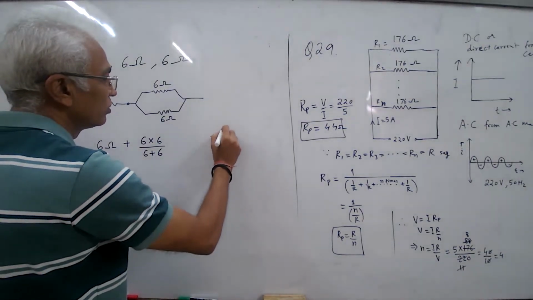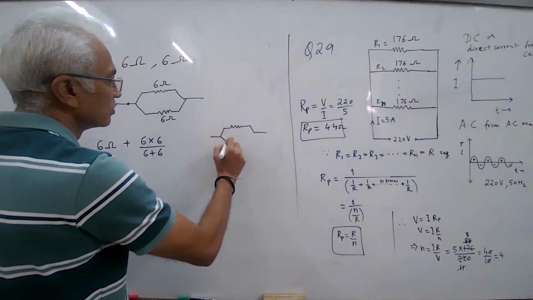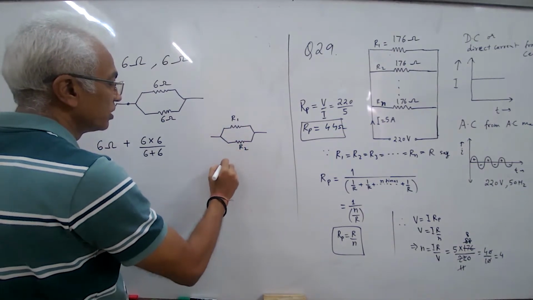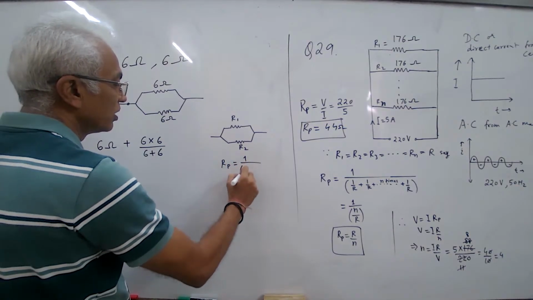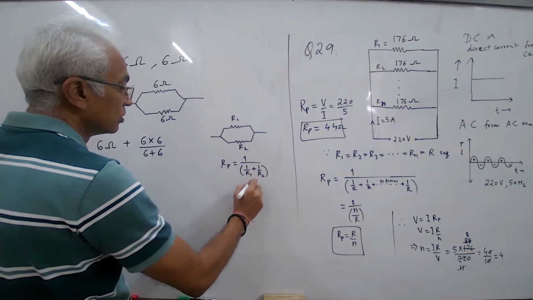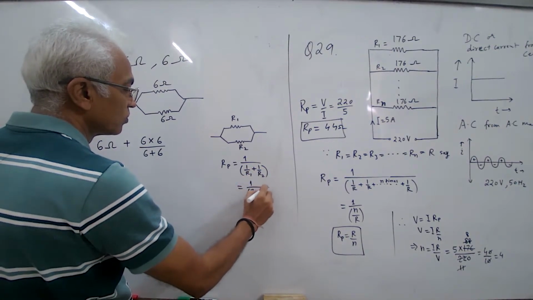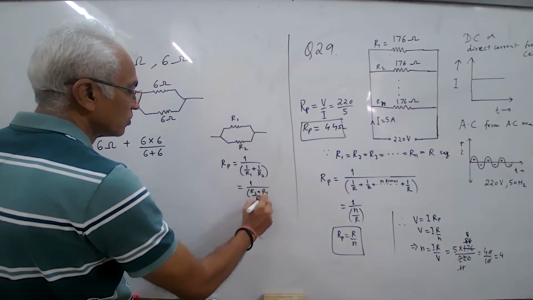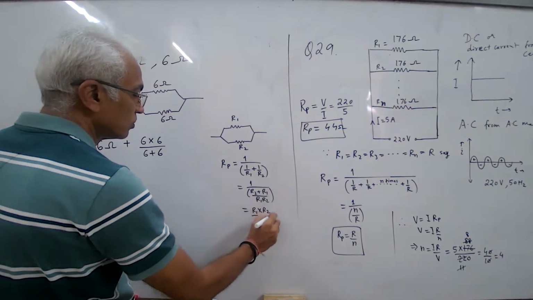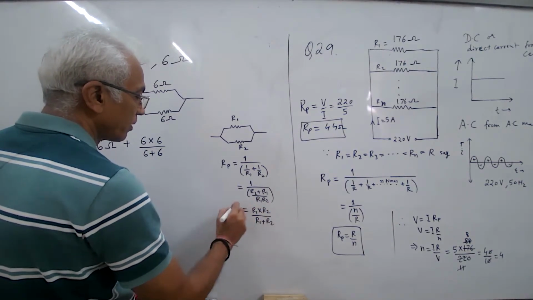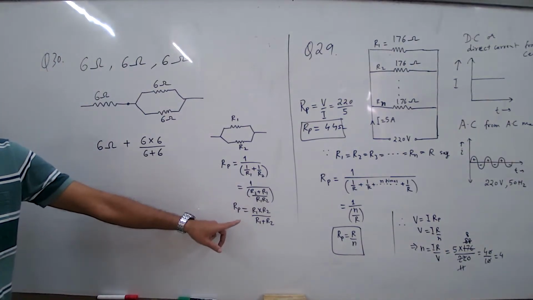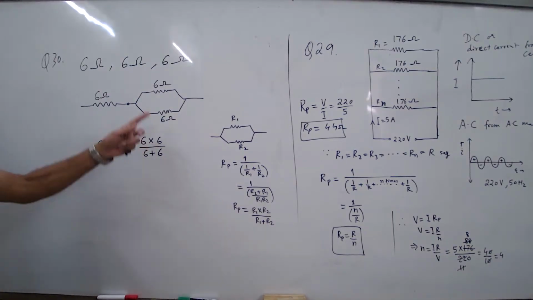If you have only two resistors, R1, R2, what is RP? 1 by RP is equal to 1 by R1 plus 1 by R2. We take the LCM and add. So this is R1 into R2 by R1 plus R2. So when you have only two resistors in parallel, you can use this shortcut. Product by sum.